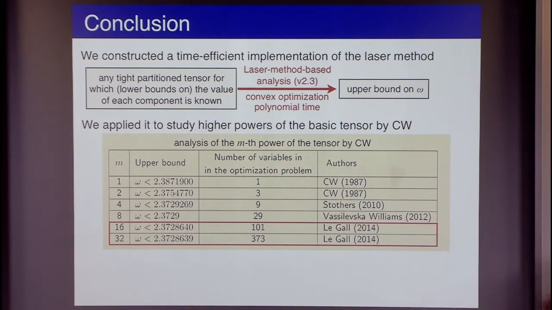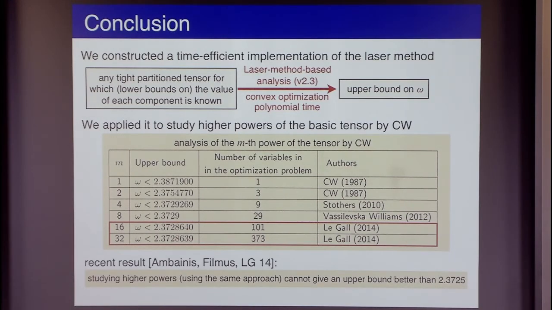Okay, and finally, the final slide. So what we have done, we have constructed what we call a time-efficient implementation of the laser method. So if you have any tight partition tensor for which you know a lower bound on the value of each component, and for which you know an upper bound on the rank, then in polynomial time using convex optimization, you can obtain an upper bound on omega. And we used it on the powers of the basic tensor by Coppersmith-Winograd.